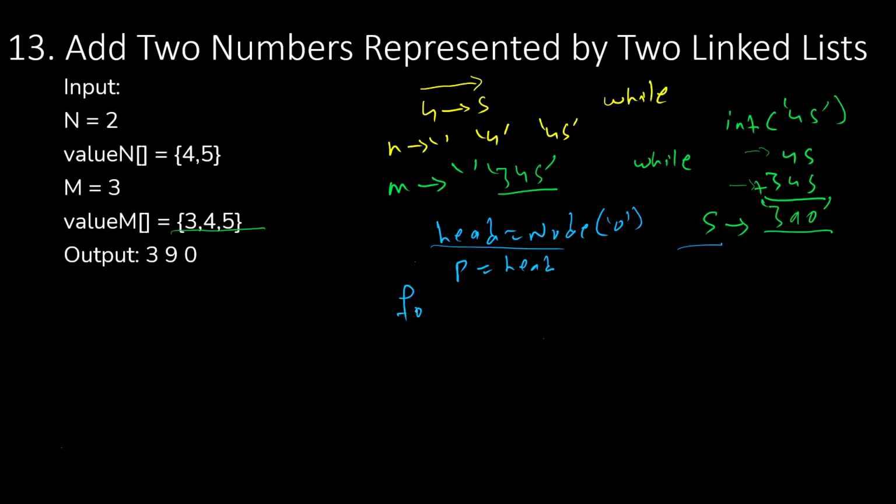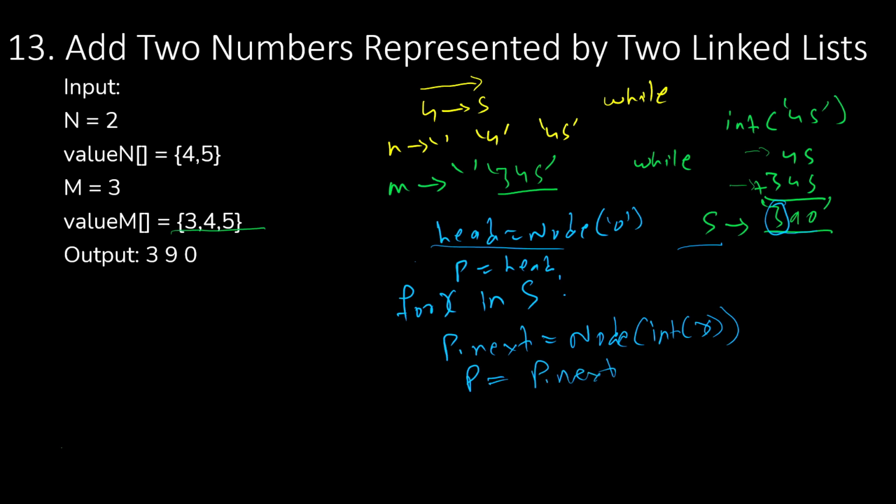Now let us take a for loop, for x in s, and this s will contain 390. We will get 3 first. We will be storing p dot next equal to Node of int of x. This is how we store the string value, which is 3 at the start, into a new linked list. Now p will be equal to p dot next. In that way we will be forming a linked list 3, 9, 0, and None at last. This is how we form a linked list.